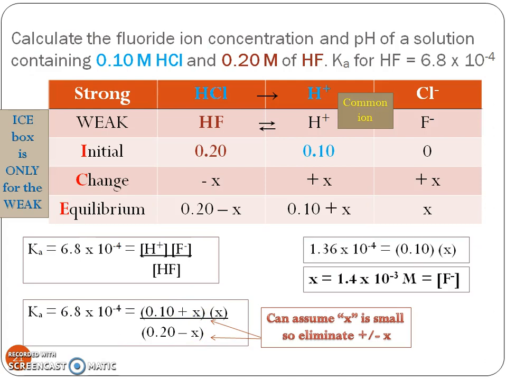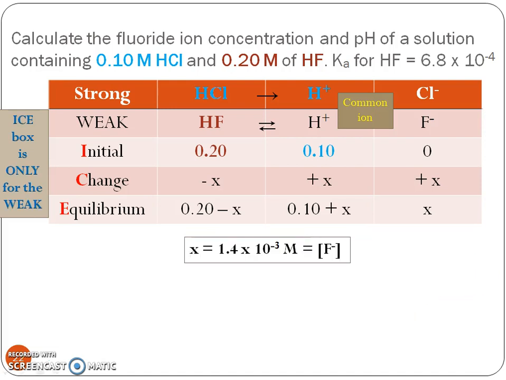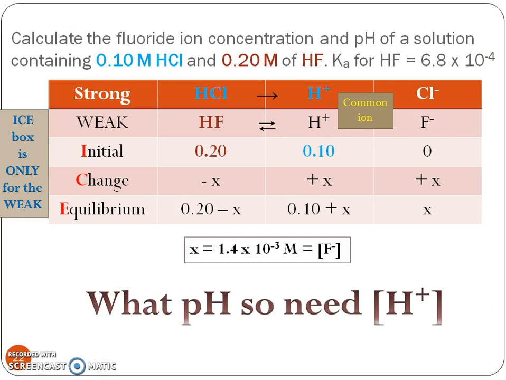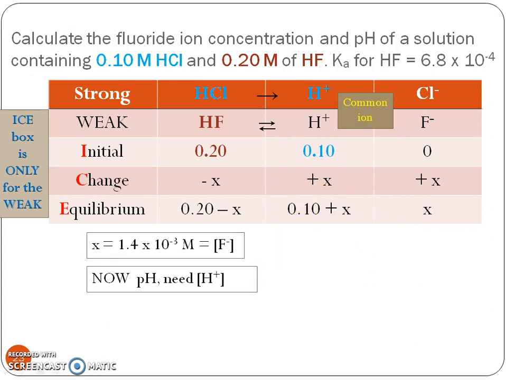So then we plug and chug, and we get X equals 1.4 times 10 to the negative 3. Again, molarity because we solved for concentration, but that's not what we wanted, right? Because of that, we want to find pH. The only way we can find pH is to have the concentration of our H plus. So 0.1 plus X, right? That 0.1 plus X to give us that H value.